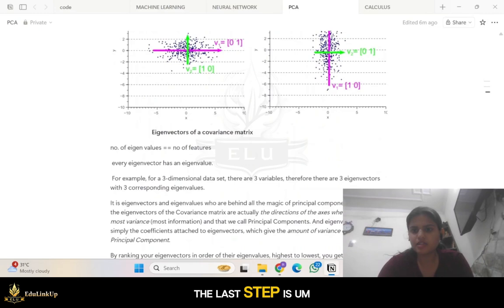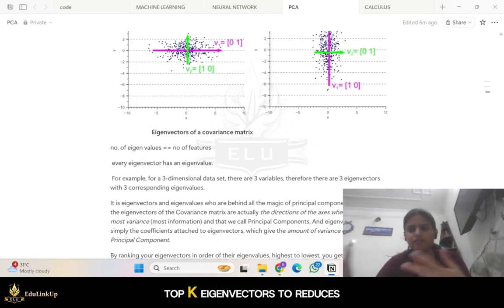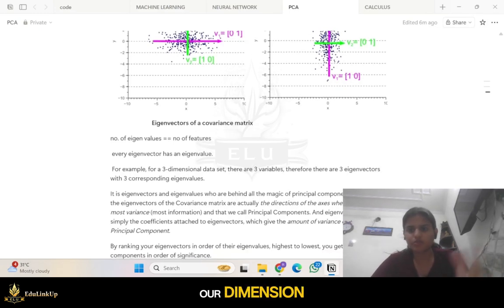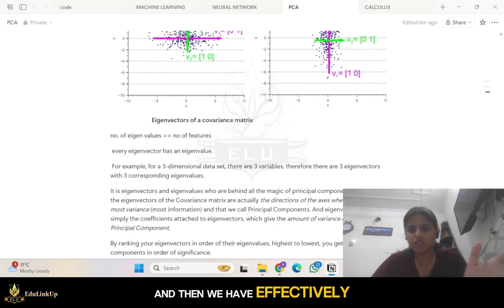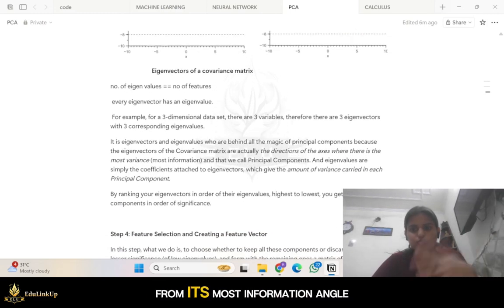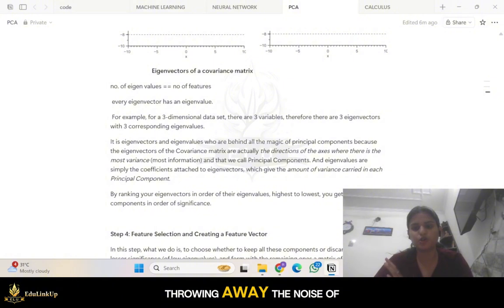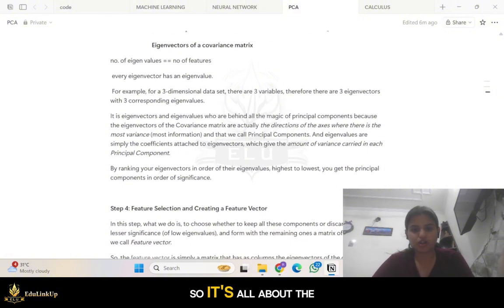Now the last step is the projection and selection. Finally we pick the top k eigenvectors to reduce our dimension. We project our original data onto these new axes, and then we have effectively rotated our world to look at the data from its most informative angle, throwing away the noise of the low variance axes. So it's all about the PCA.